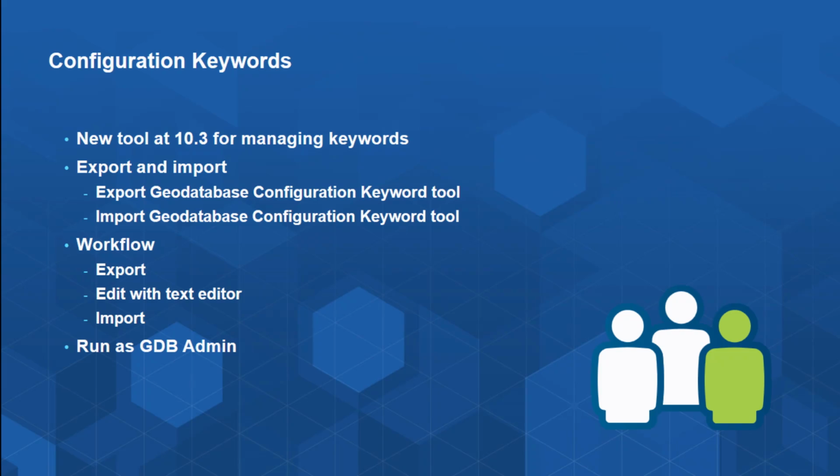The workflow is to export your existing keywords. It exports to a text file. You edit that text file to contain the new keywords that you want or tweak existing keywords, and then you import that back into your geodatabase and it essentially overwrites your existing keywords. And this is something that you need to do as the geodatabase administrator.